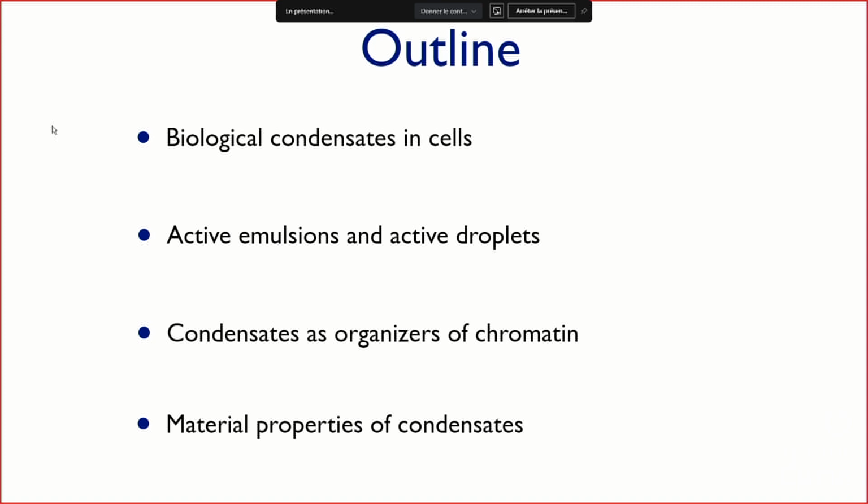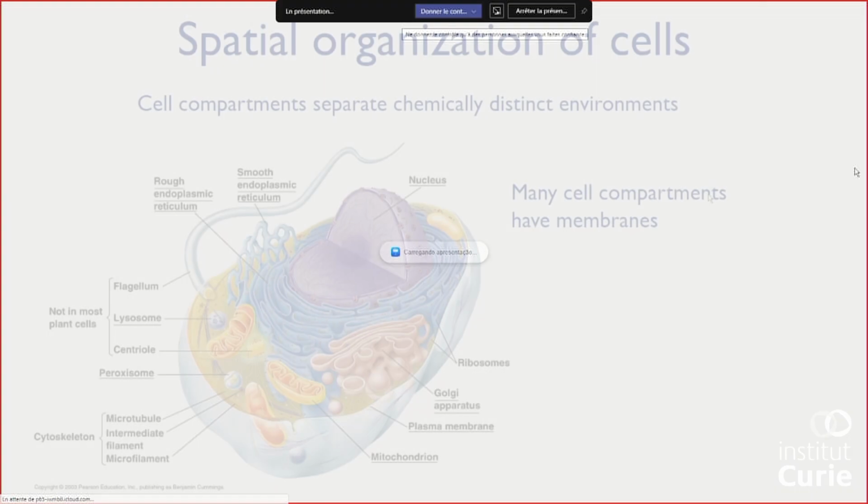I will first give an introduction and talk about what biological condensates are in cells. Then I will be talking about active emulsions and active droplets. That's motivated by the question of how droplet formation and chemistry work together, and what kind of phenomena arise from that. That's the main part of this lecture. Towards the end, I will also talk a bit about the role of condensates in the organization of chromatin, and if time allows, also about material properties of these condensates.